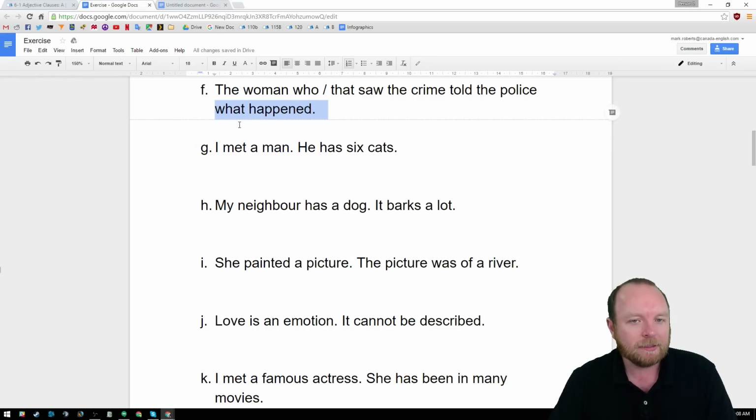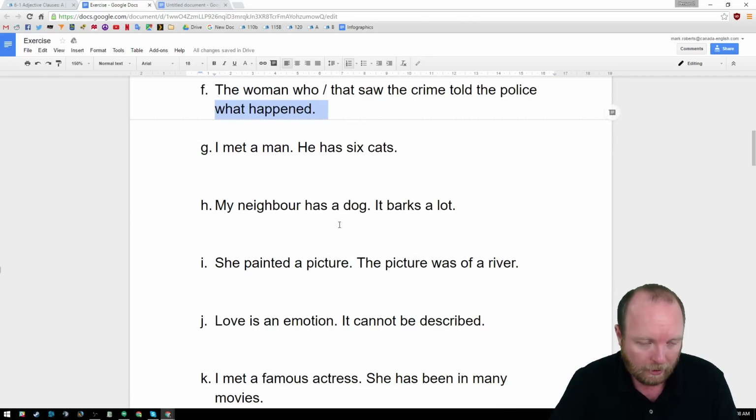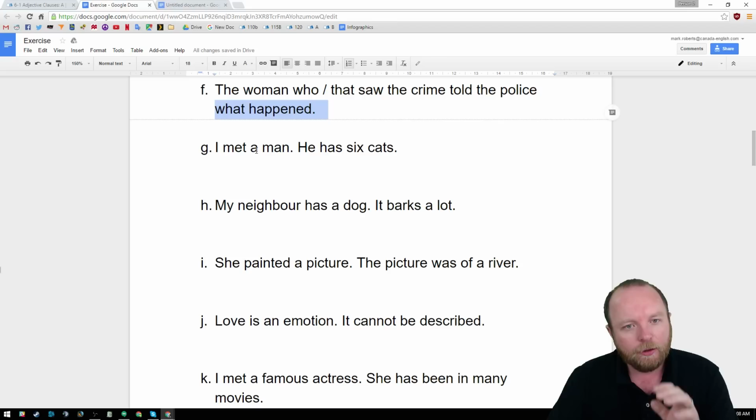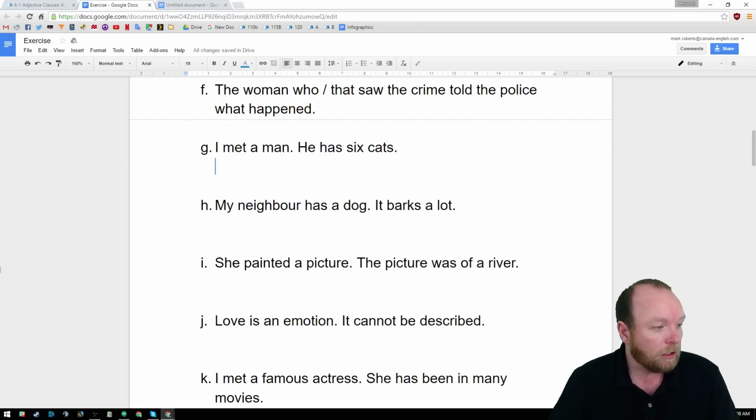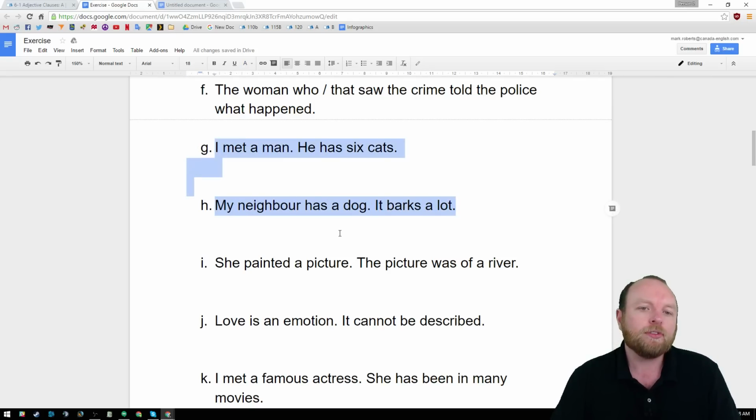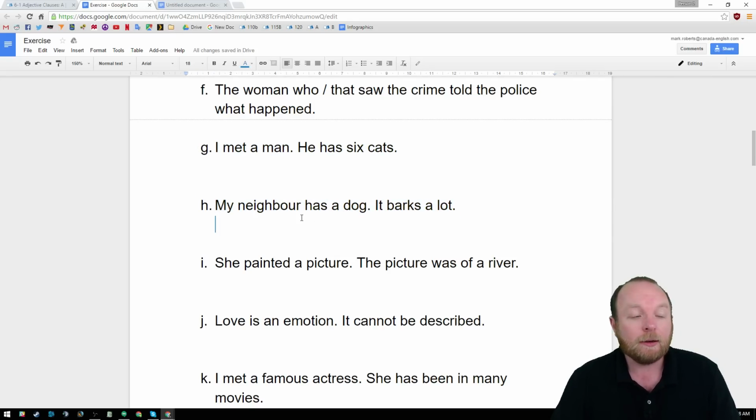Now this is what we're going to study next week. We're going to study this next week. This is called a noun clause, a noun clause. So today we've studied adjective clauses, and next week we're going to study noun clauses. These are both kinds of relative clauses. Okay, I'm going to give you the answers for G and H, and then we're going to finish, okay, because we are out of time.